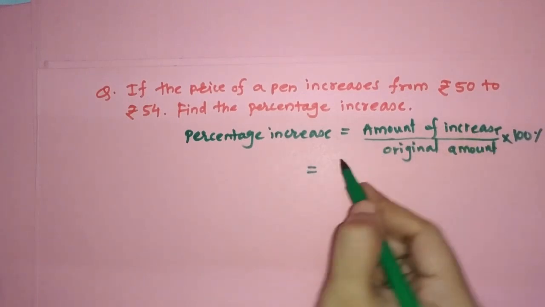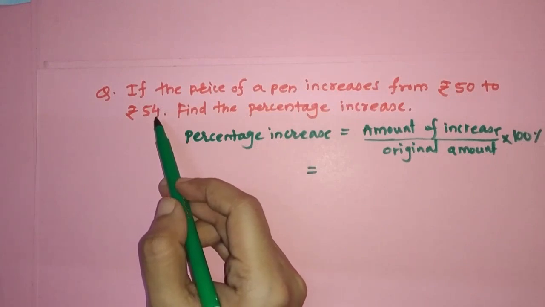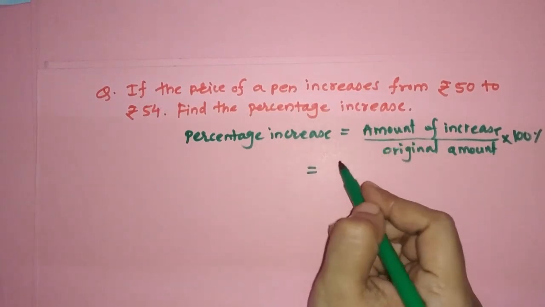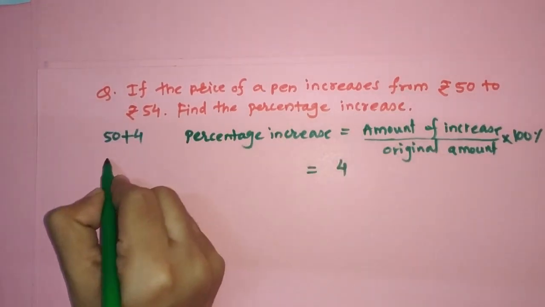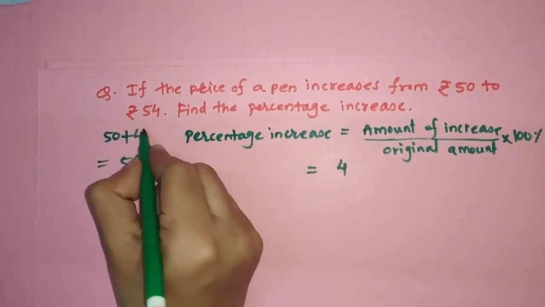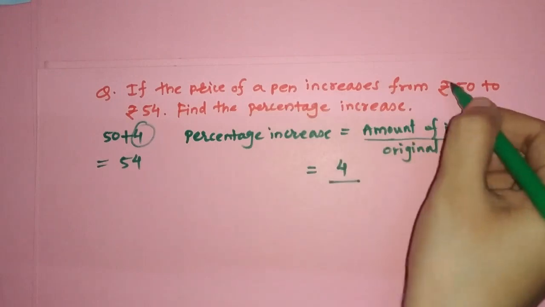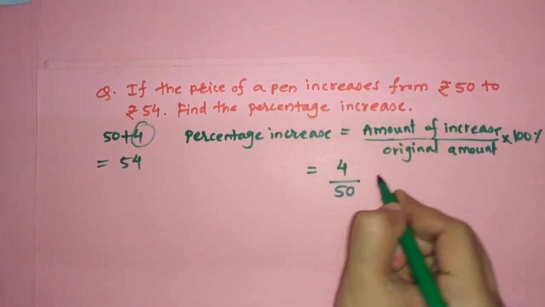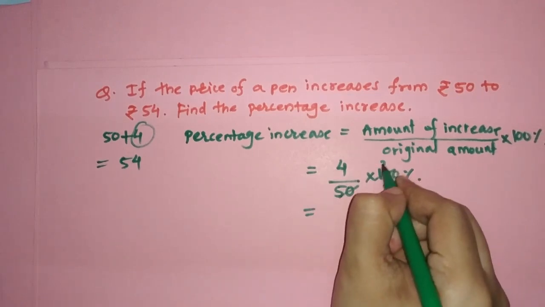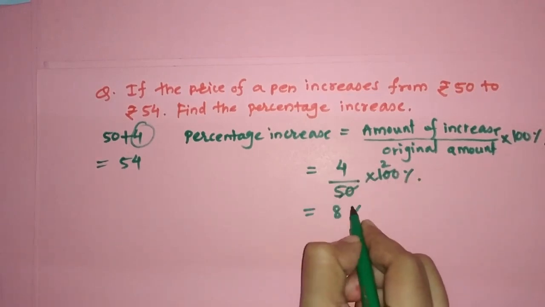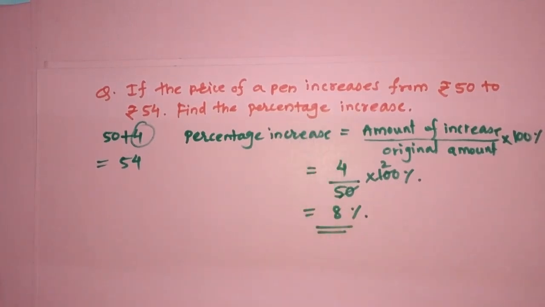So friends, here the amount of increase: first it was 50 and then it changed to 54. That means the amount of increase is 4. Rupees 4 has increased because it was first 50, then you added 4 to it, and you get 54. So this 4 is the amount of increase. So we'll write amount of increase 4, and the original price was 50. So you need to write down 50, and then you will multiply it by 100%. So here you will get 8%. So this 8% is the percentage increase.